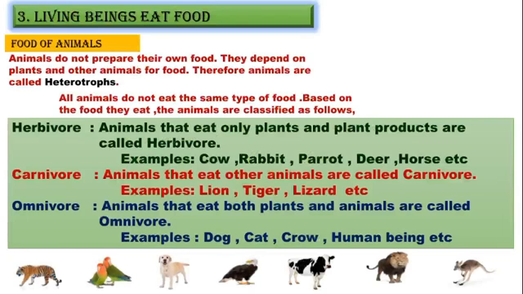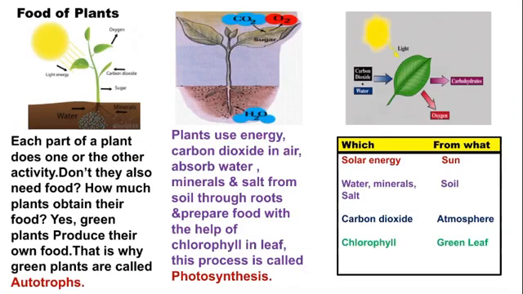Okay. Next one, omnivore. Animals that eat both plants and animals are called omnivore. For example, dog, cat, crow, human being, etc. So human beings, children, even we the people will eat both plant products and other animals, isn't it? Yes, so human being is also an omnivorous animal. So children, now food of plants.